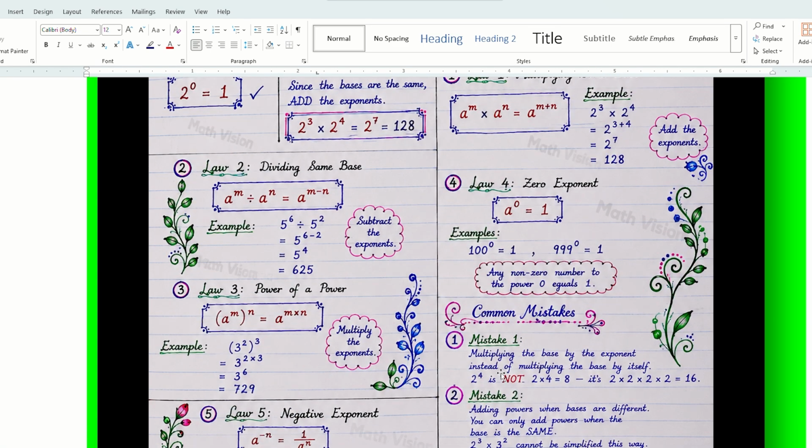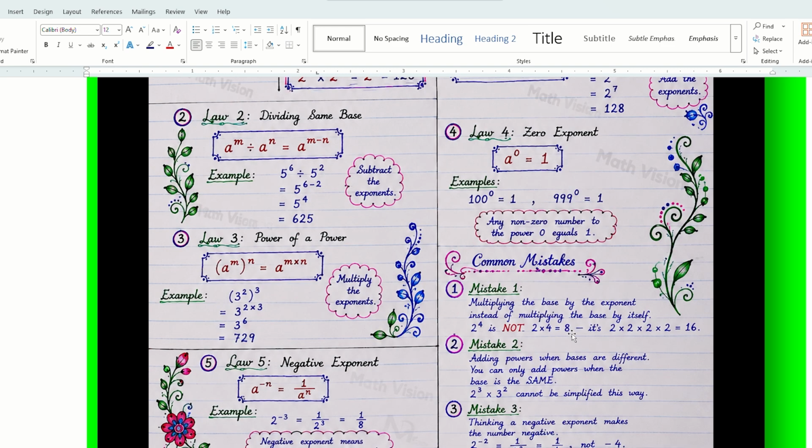Common mistakes. Mistake number 1: multiplying the base by the exponent instead of multiplying the base by itself. Here 2 raised to power 4 is not 2 multiplied by 4, which would be 8. It's 2 multiplied by 2 multiplied by 2 multiplied by 2. Its correct form is 2 multiplied 4 times, which is equal to 16.